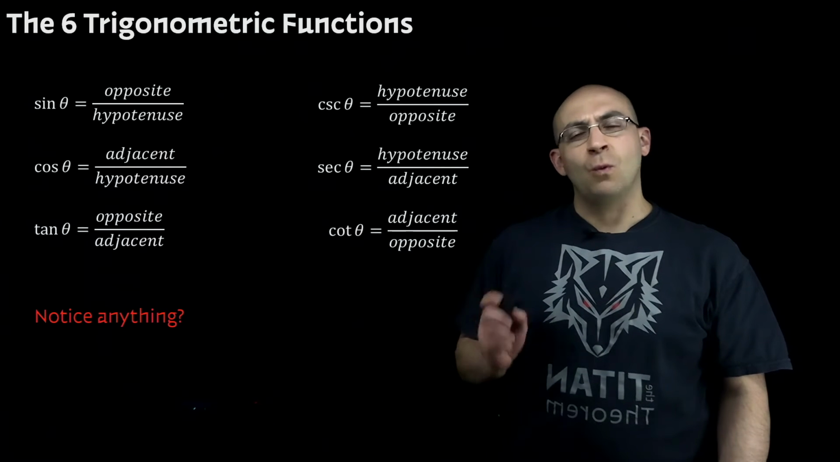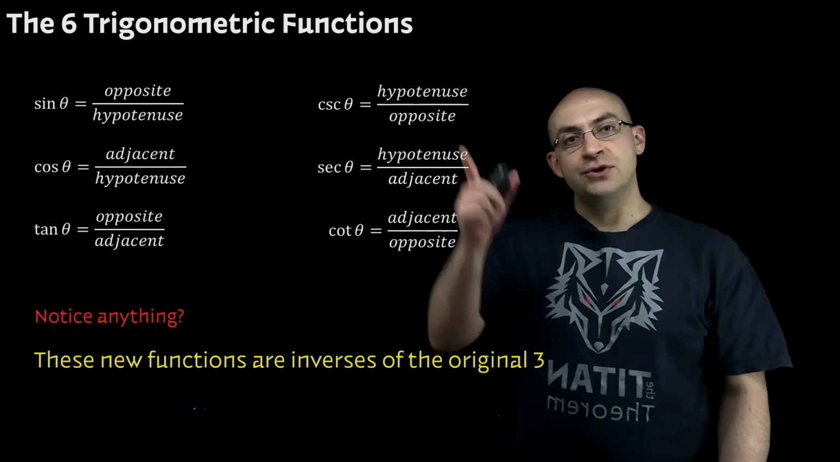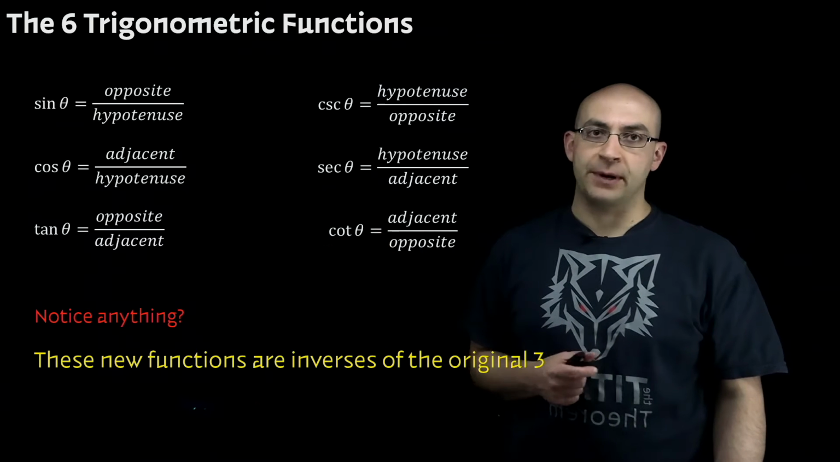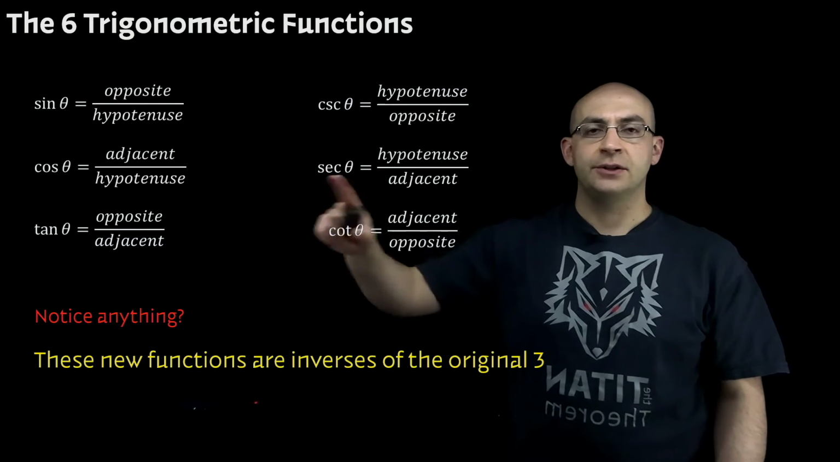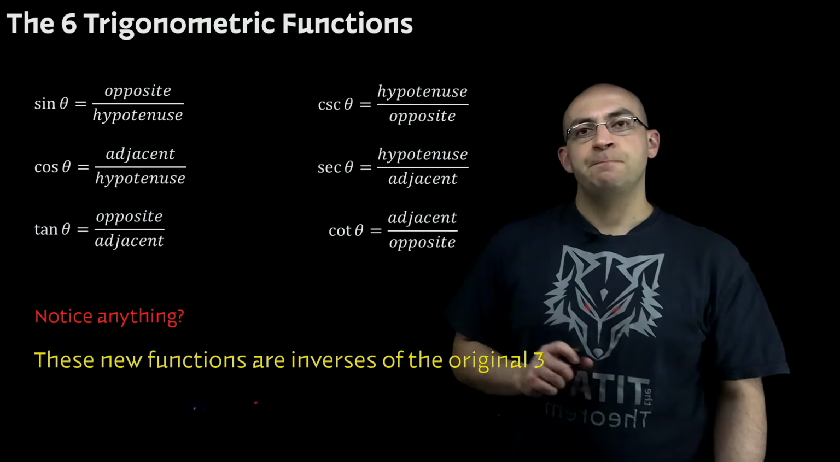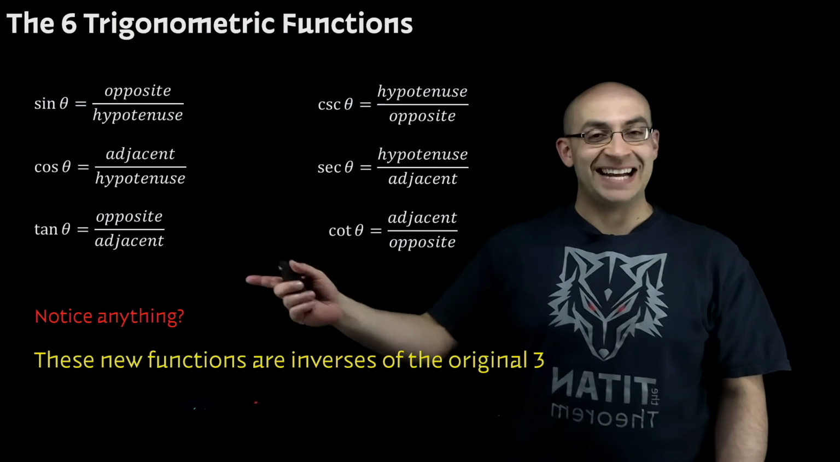So what do you notice about these 6 functions? Yes, the new 3 functions are inverses or opposites of the original 3. Sine and cosecant, cosine and secant, tangent and cotangent. Now, these are easy to remember. Number 1, because we have tangent and cotangent.